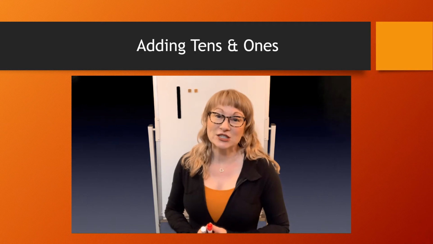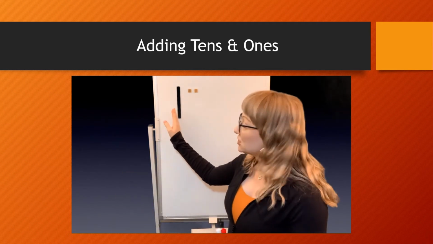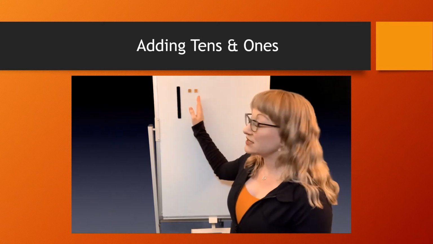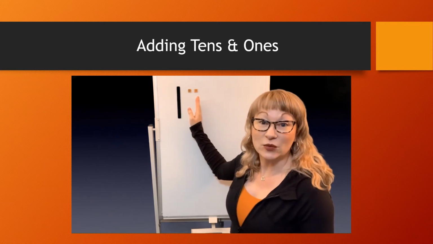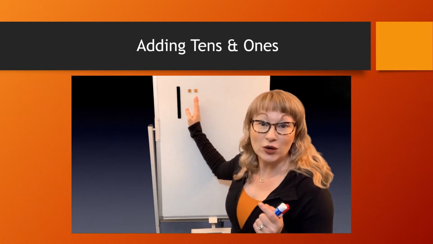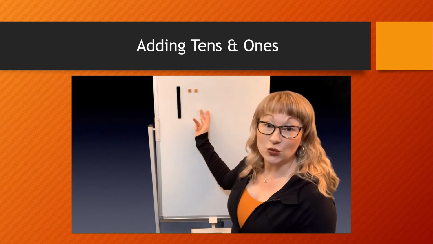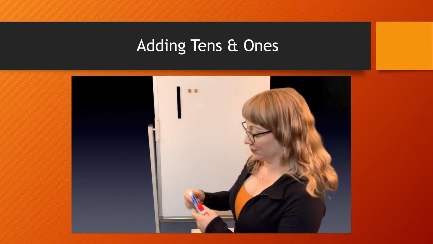Welcome back. So we're going to start by adding tens. When we're looking at a number, this is your tens place value, and on this side is your ones place value. So when we're building numbers, depending on where we put our digits, they're worth more or less, the same digit. So this number has one 10 and two ones, so it is the number 12.